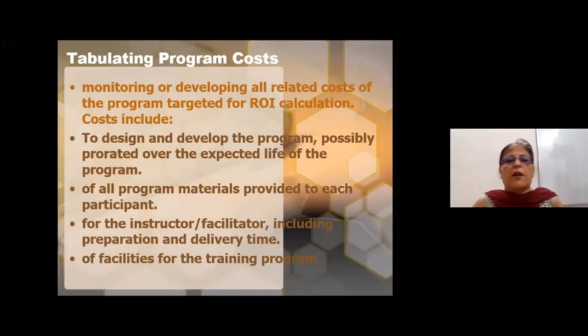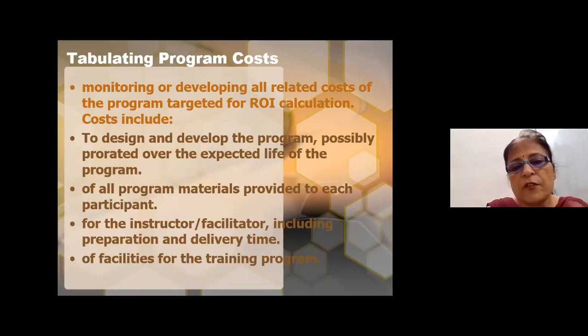Then the next stage in our process is tabulating the program costs. So you have to tabulate everything, and this again requires careful consideration. Tabulating program costs is done to monitor or develop all the related costs of the program which is targeted for ROI calculation. Now, what costs are to be tabulated? They include design and development costs of the program, which is prorated over the expected life of the program.